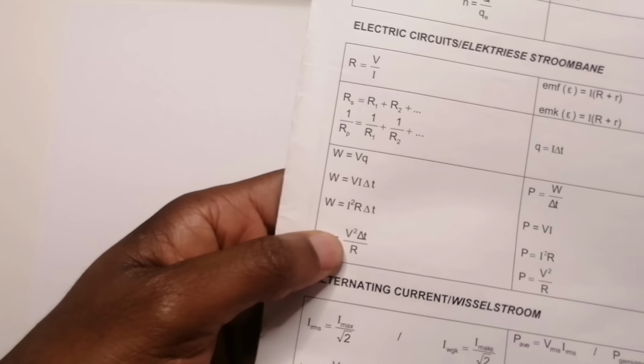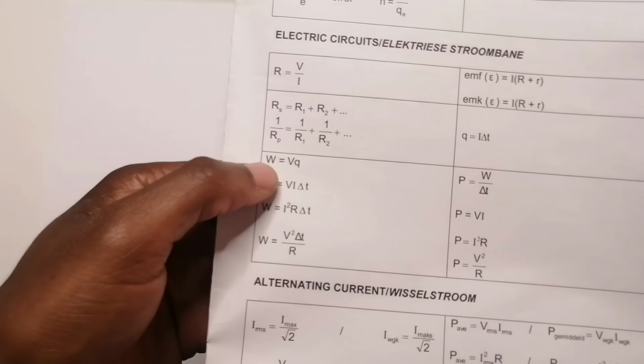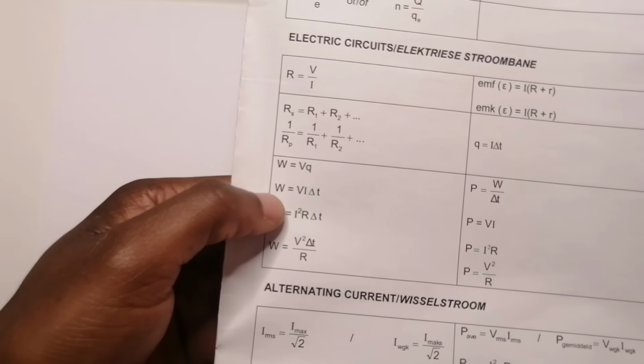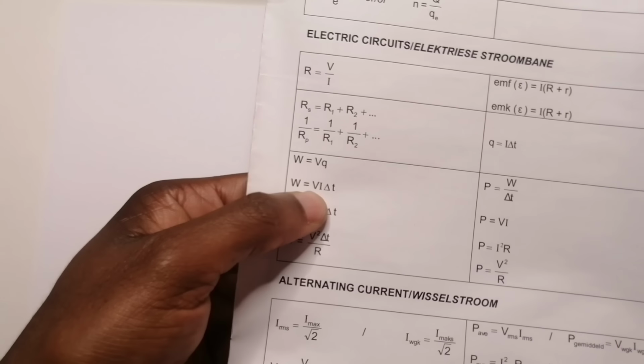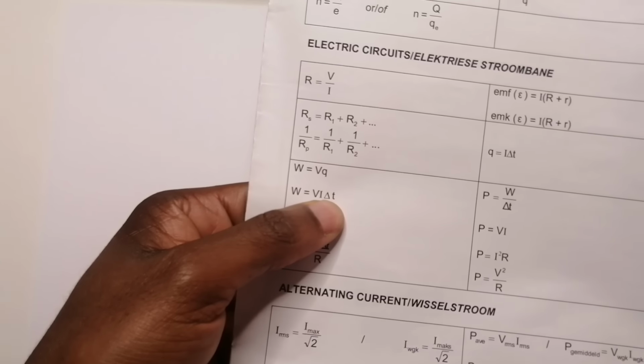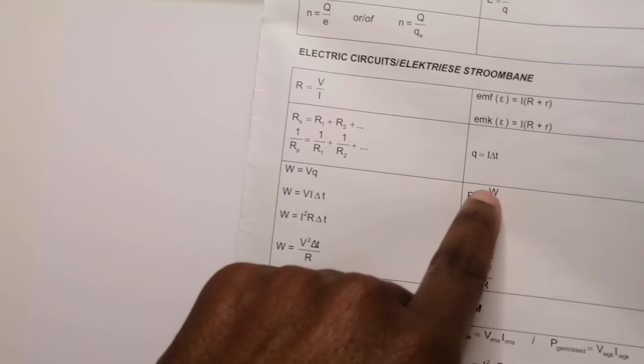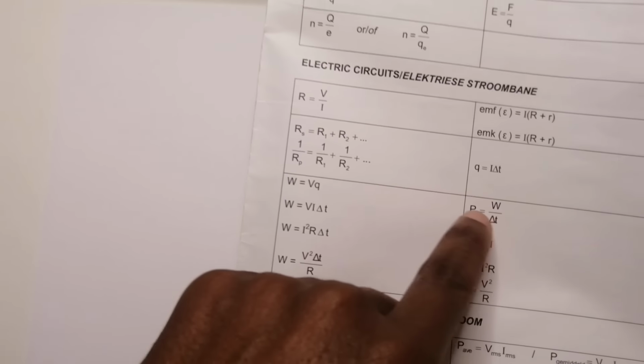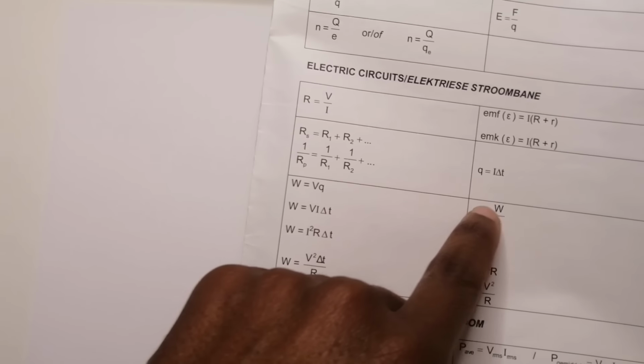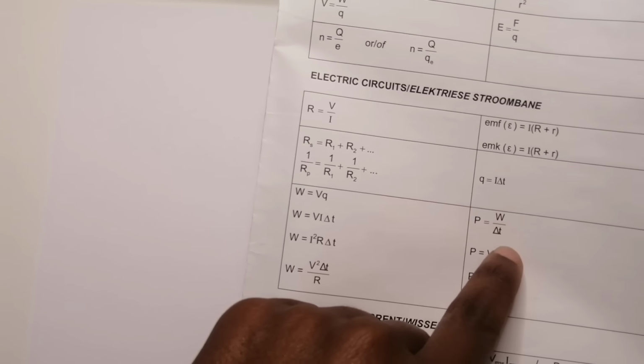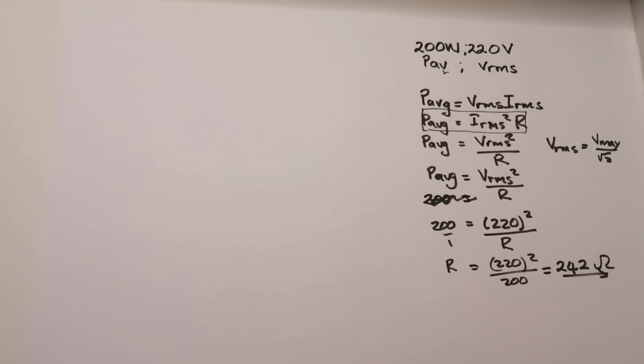You know that when you want to calculate energy, this is the work done. So it's voltage multiplied by current multiplied by time, or you can simply use the one that I'm going to use just now. Power is energy, work done, divided by time. It's the rate at which work is done. So let me use that one quickly.